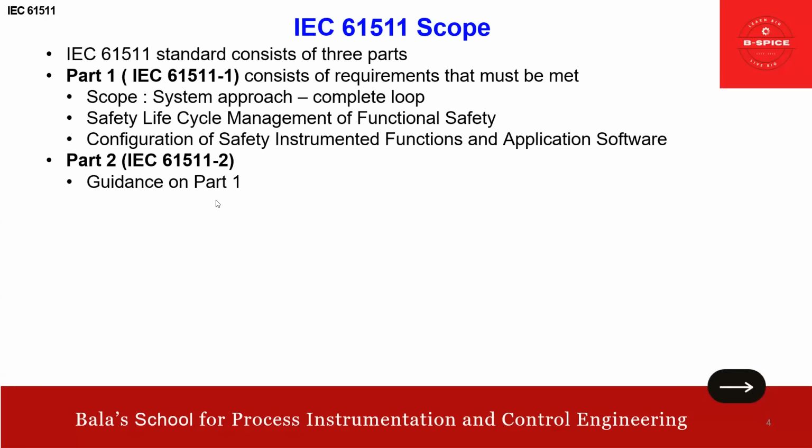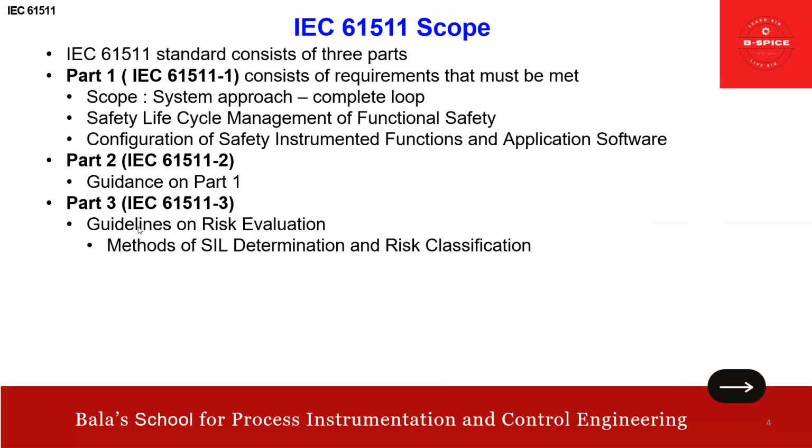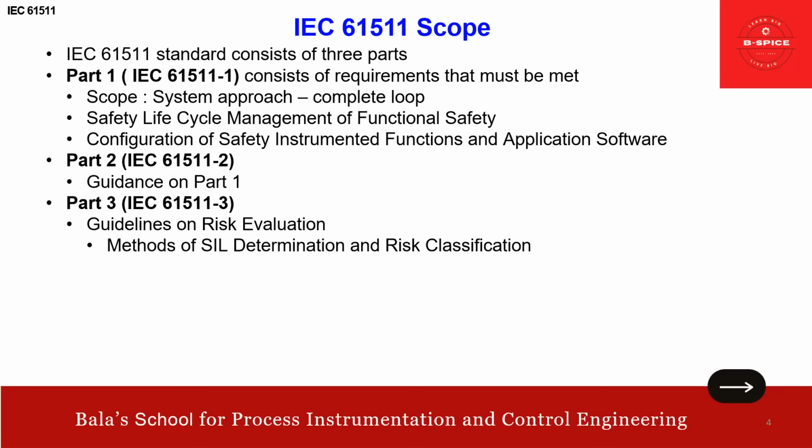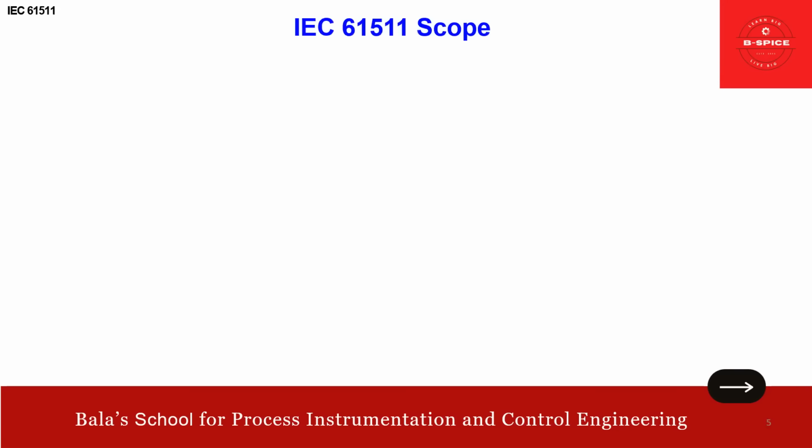In part two, it focuses on the guidance for part one. Then part three is guidelines on risk evaluation. So IEC 61511 consists of three parts: part one, part two, part three. In the guidelines, what are we doing actually? We are covering methods of SIL determination and risk classification. So this is the general scope of IEC 61511.